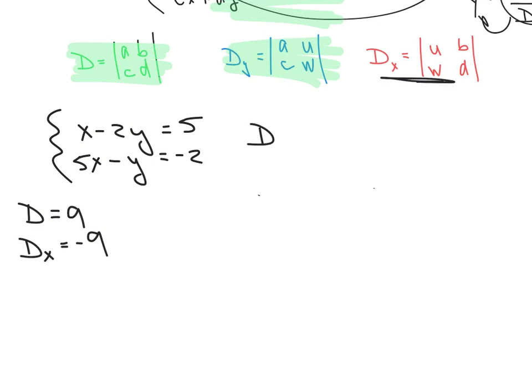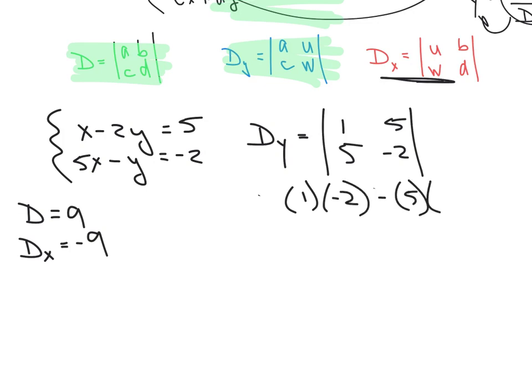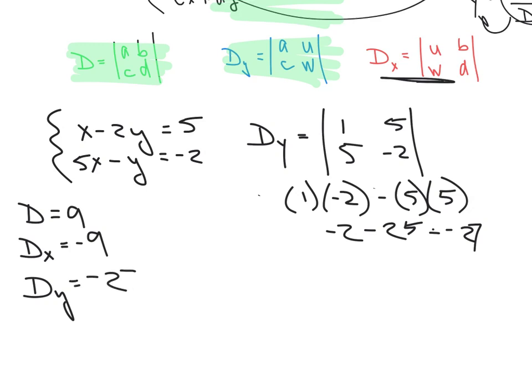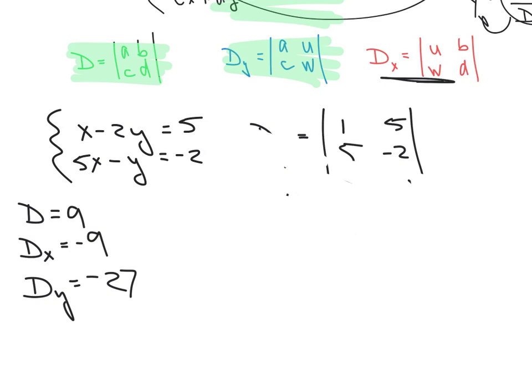Now I'm going to find my determinant of y, which is going to be a, c. So 1, 5, and then 5, negative 2. So 1 times negative 2, minus 5 times 5. So negative 2 minus 25 equals negative 27. So my D of y equals negative 27. Okay, that's as hard as it gets for a 2 by 2. 3 by 3 gets a little bit more complicated, but not really any harder.